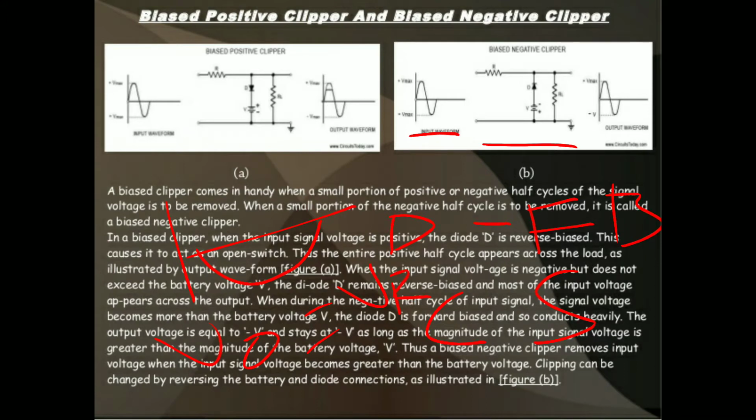Vout is equal to minus VR. During the negative half cycle, the diode goes to forward bias and acts as a closed switch, and it passes to the reference voltage. The reference voltage is fixed at some voltage, and that voltage only will appear at the output side. So Vout is equal to minus VR. This is the operation of the negative biased clipper. This is the output.